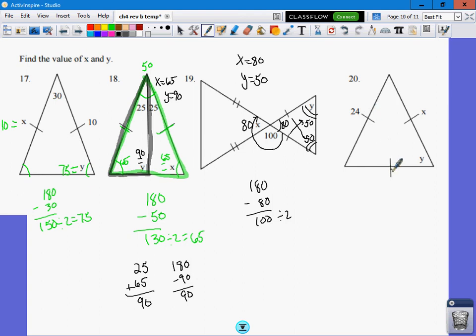This is an equilateral triangle. If the side is 24, all the sides are 24, so x is 24 degrees. And all of the angles, since it is equilateral, are 60, so y is equal to 60.